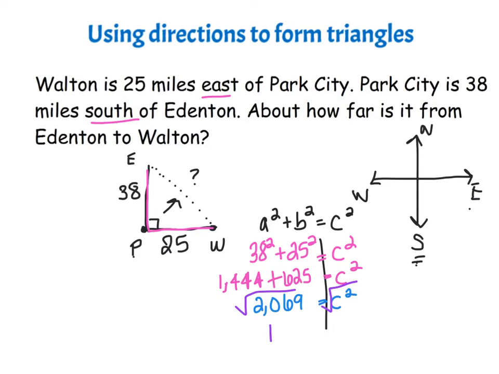In my calculator, I get 45.48 equals C. And if I said round to the nearest tenths place, I only want one number after the decimal, so I ask myself, does an 8 make a 4 bump up or stay the same? It makes it bump up. So Edenton and Walton are about 45.5 miles from each other.